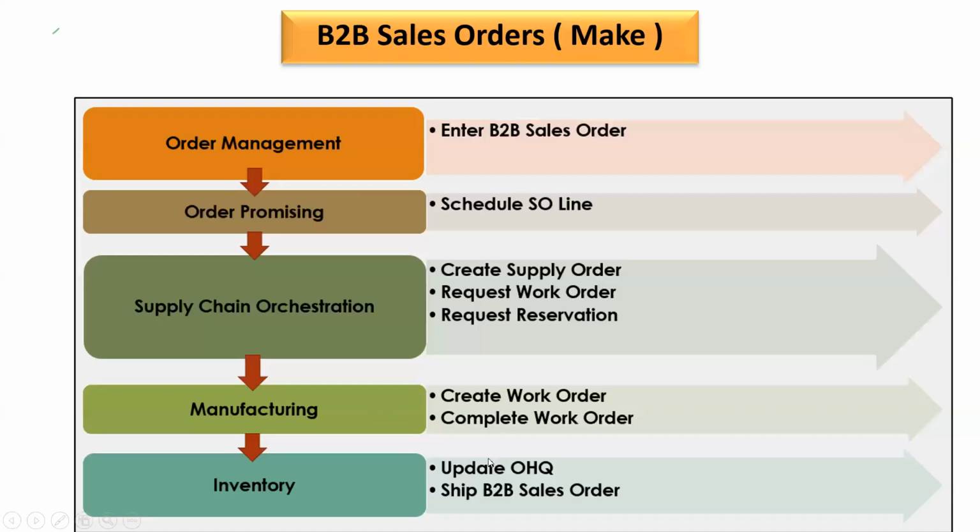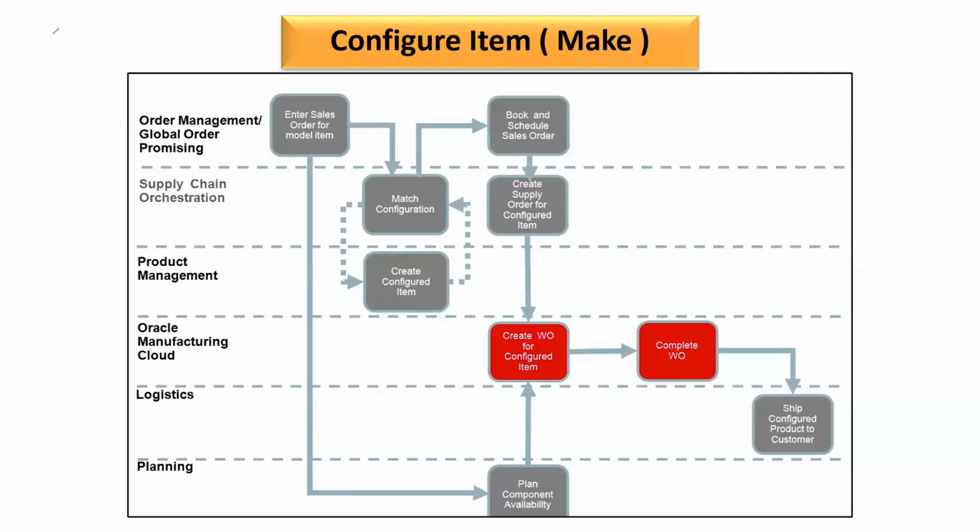Once the work order is completed, I have on-hand quantity available in inventory. Now I will ship those 100 laptops to my customer, right? That is what back-to-back sales order is. That means you won't maintain any on-hand quantity. As per the demand, whenever you receive a customer order, then you will start the production. And it will support configure items also.